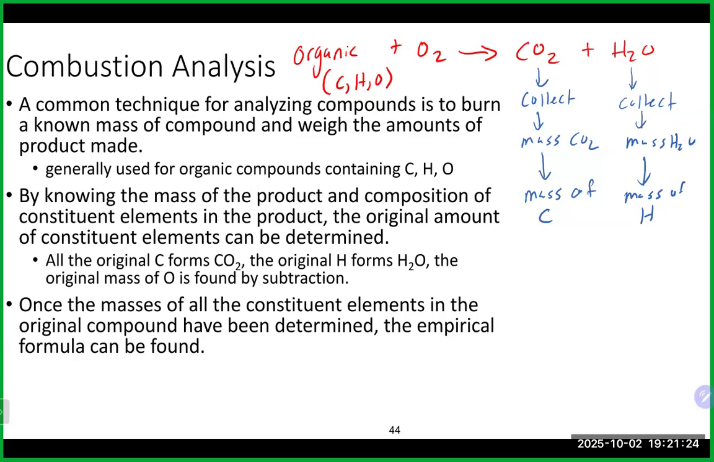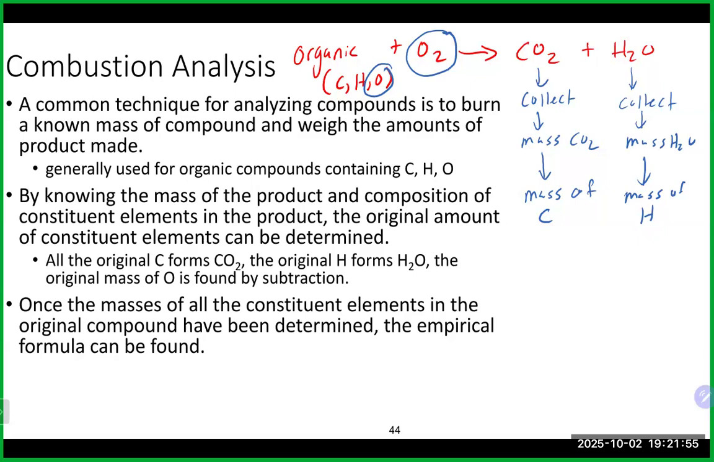Now, one of the things that we cannot do, though, is figure out the amount of oxygen that came from the organic compound. And that is because the organic compound has oxygen. But what else do we put in there to do this reaction? We put oxygen in there to do the reaction. So some of the oxygen that ends up in the CO2 and some of the oxygen that ends up in the water is coming from the oxygen from this reaction and not the original organic compound.